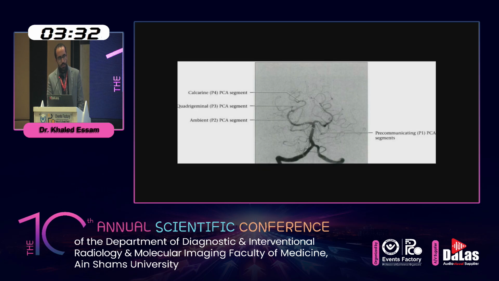This is an angiography image showing AP projection for the posterior cerebral artery and its segments up to the cortical branch, or P4 segment.